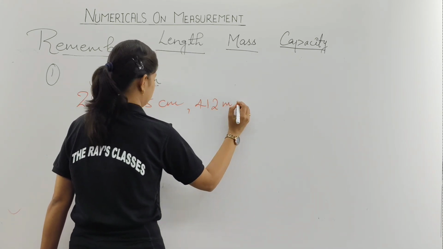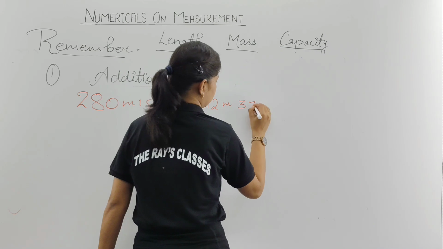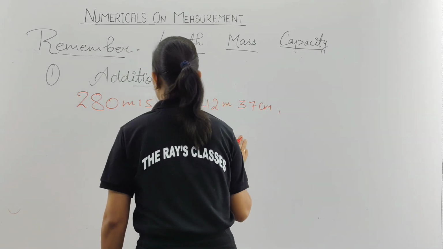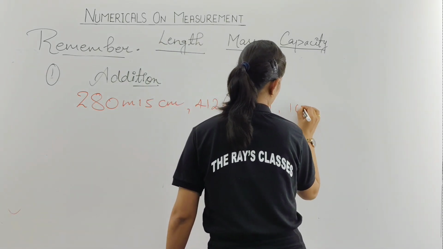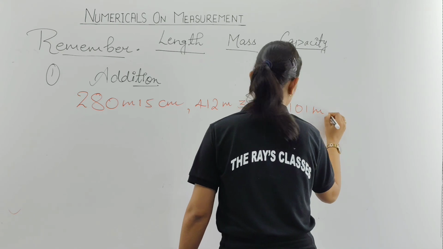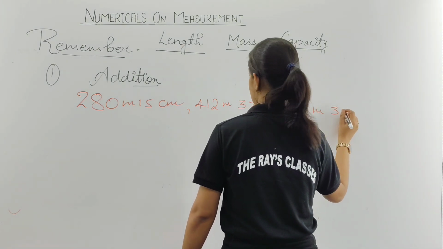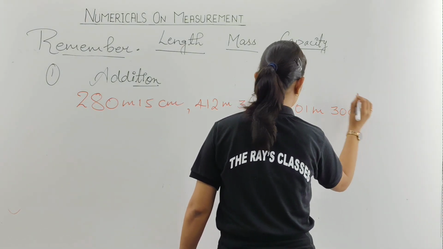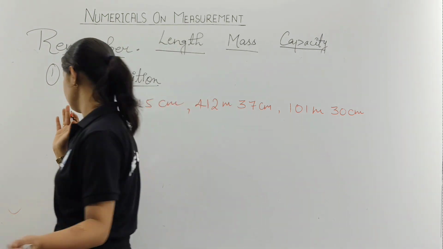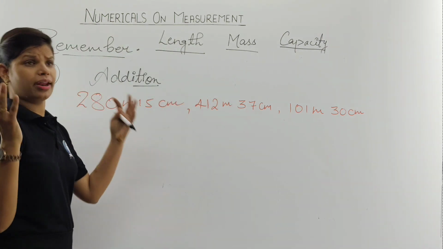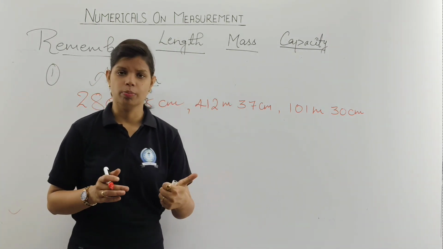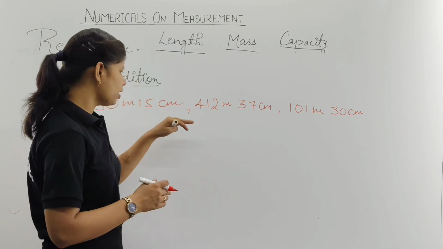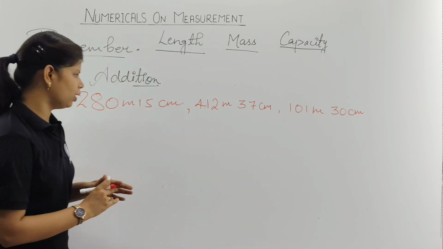412 meter 37 centimeter. And third is written for instance 101 meter 30 centimeter. It's a long form, you will be confused. Oh, what should I do now? You just wander here and there as per your class. No, please don't go with it. Simply you have to keep in mind, children, please note it down.